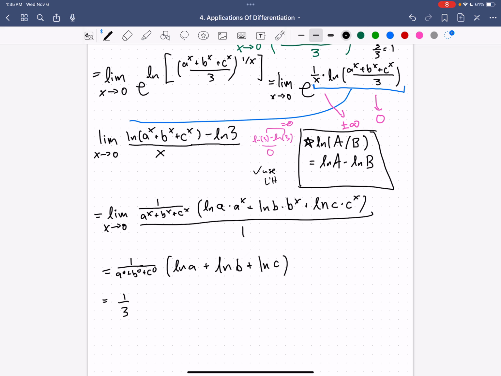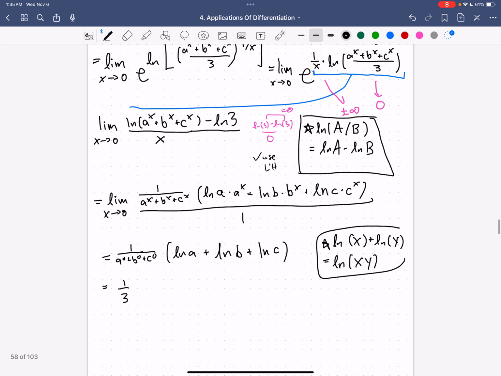Then, using the log law, the sum of logs becomes a product. So here, log of a plus log of b plus log of c becomes log of a times b times c. And this 1/3 in front, we can actually turn into a cube root. So we can think of this then as log of cube root of ABC.